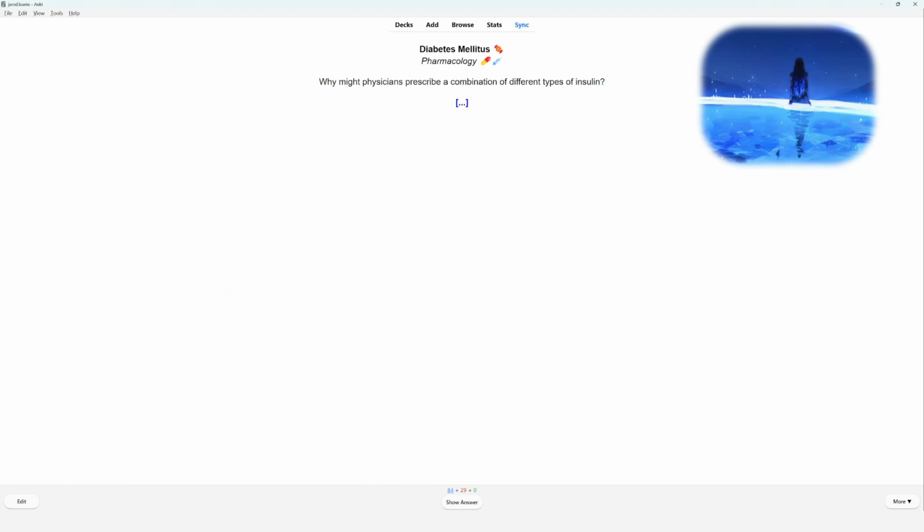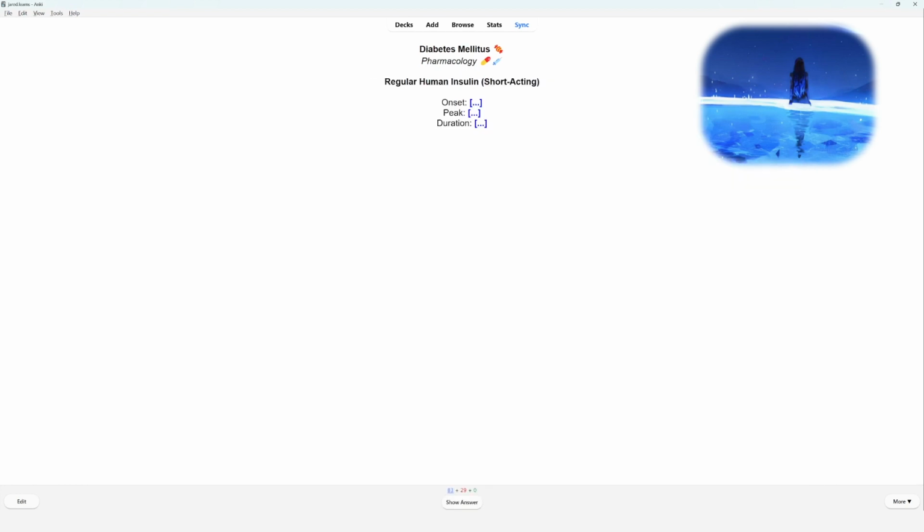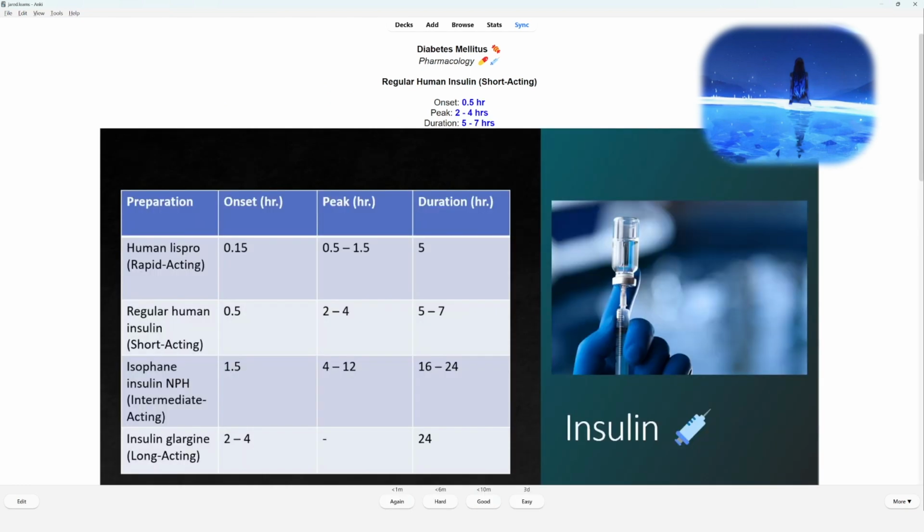Why might physicians prescribe a combination of different types of insulin? They're just trying to recreate the body's natural insulin release and replicate that. Regular insulin onset 15 minutes, peak 30 minutes to an hour and a half, duration 5 hours. Half hour, 2 to 4, 5 to 7.